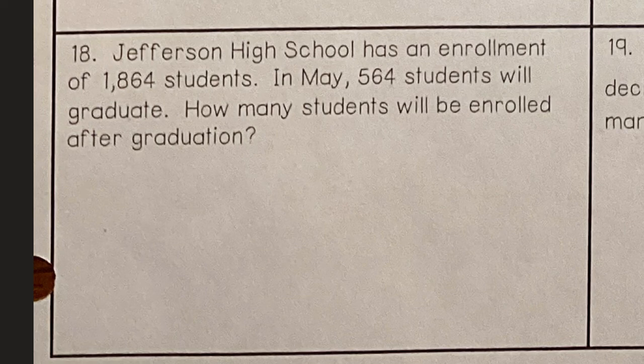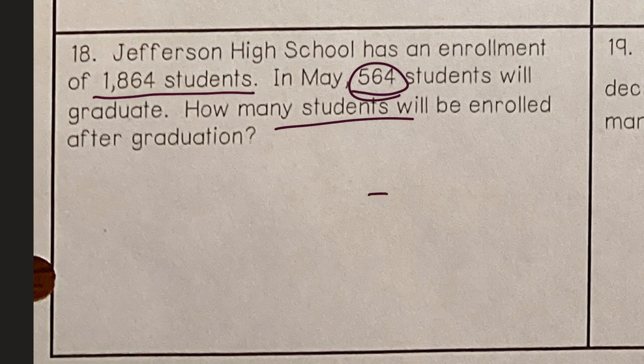Number 19 you're going to complete by yourself. Number 18 says Jefferson High School has an enrollment of 1,864 students. That sounds like a total to me. In May, 564 students will graduate. How many students will be enrolled after graduation? This problem is pretty straightforward. It's giving you a total number of students that have been enrolled and then a number of students that are going to graduate. So when kids graduate, they obviously leave. That sounds like subtraction to me. And then we just need to know how many students will be enrolled after the graduation.